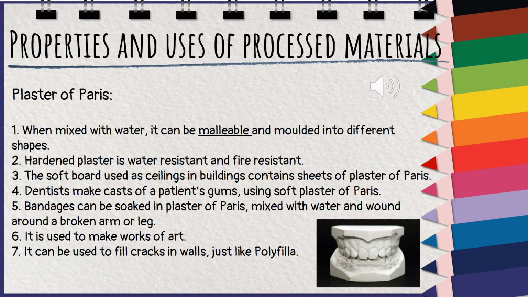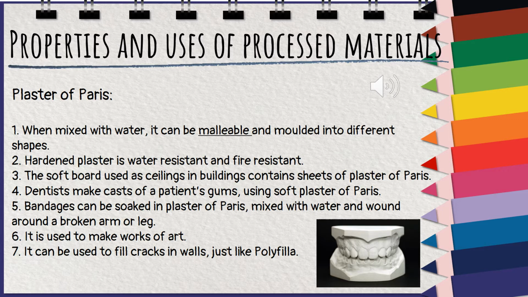Today we'll be going through properties and uses of processed materials. Last week we took a look at plaster of Paris. Now we're going to go into a little bit more detail. When mixed with water, plaster of Paris can be malleable and molded into different shapes. Do you remember what malleable means? When something is malleable, it means it's able to be beaten or bent into a shape.